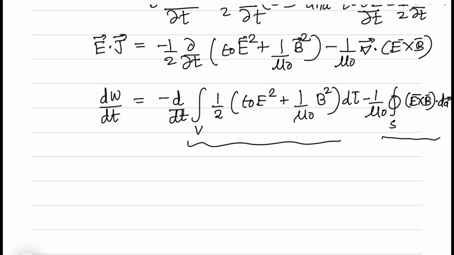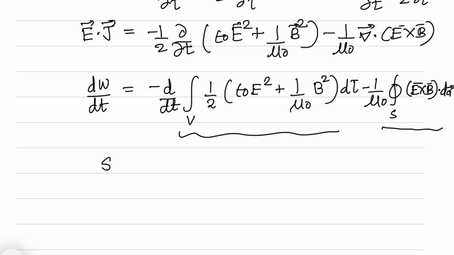So Poynting theorem says the work done on the charges by the electromagnetic force is equal to the decrease in the energy stored in the field less the energy that flowed out through the surface. The energy per unit time per unit area transported by the fields is called the Poynting vector, and it is given by 1 upon mu 0 E cross B. Significantly, S dot dA.